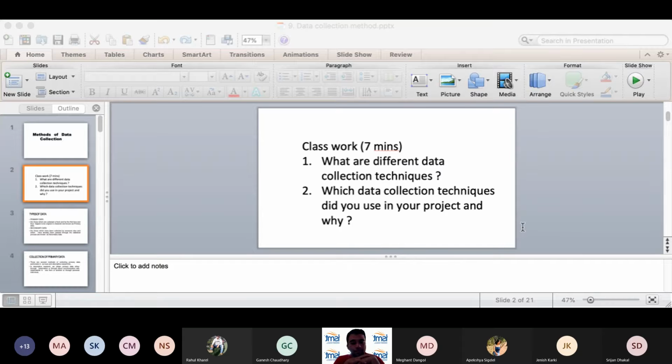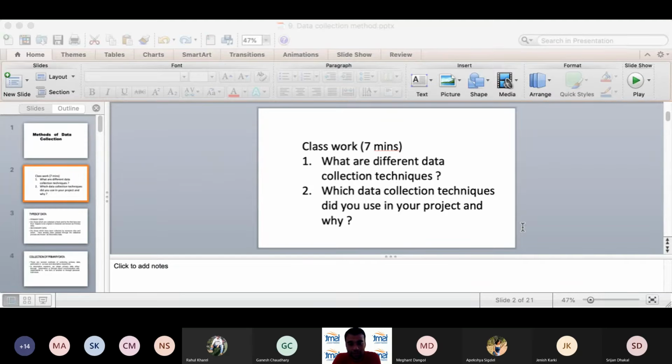Let's see others also, because why I'm asking the second question is you need to be able to choose among different data collection techniques. Though we know that there are different data collection techniques that are mostly used for collecting data in research and projects, our main concern is which data collection technique is suitable in your context and why you choose that particular technique.